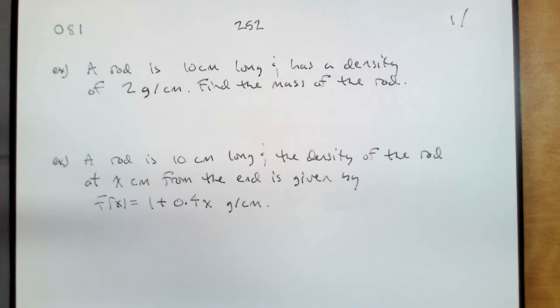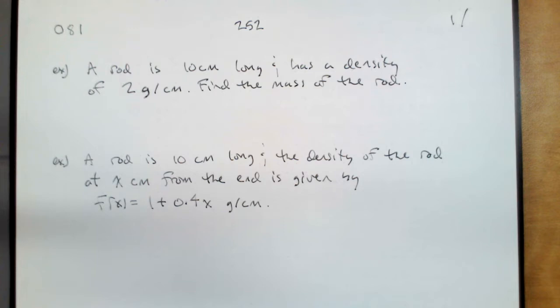In the first problem, a rod is 10 centimeters long and has a density of 2 grams per centimeter. Find the mass of the rod. Normally we think about density as mass per unit volume. But really density just says how much is there and how much space does it take up. So we can have a linear density. We don't care what the shape of the rod is. The density is all going in one direction anyway.